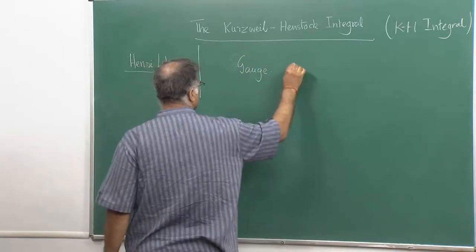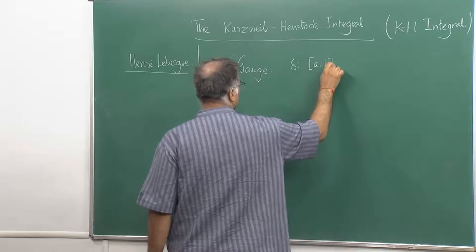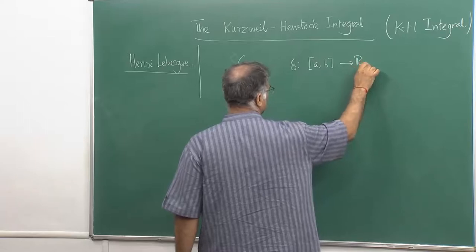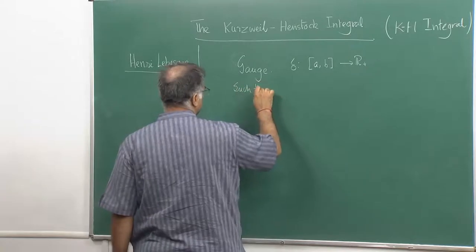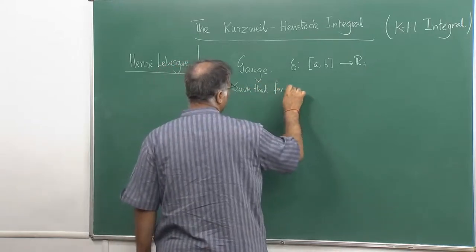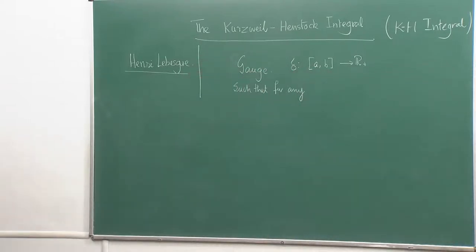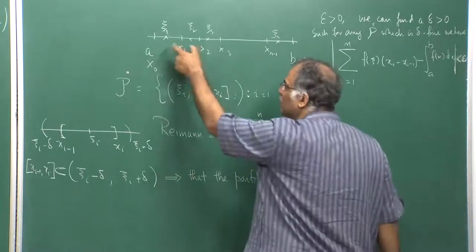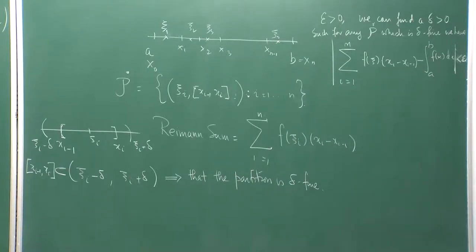So, what is a gauge? Gauge is nothing but a function from AB to R plus such that for any, this xi need not be exactly in the middle. This xi could also be the tag for both the partition, both this one and this one. It could be xi1 and xi2 both. That can also happen. A could be the tag also.